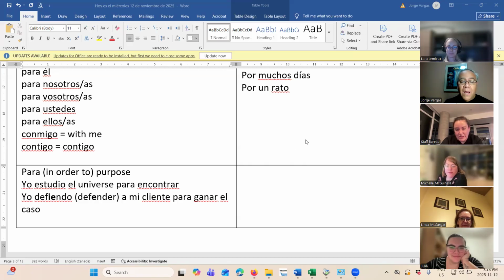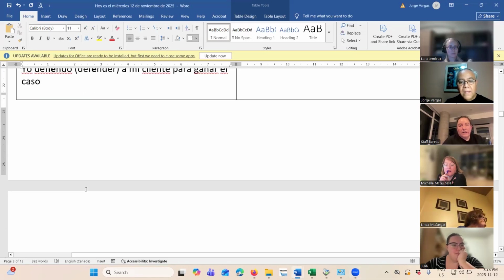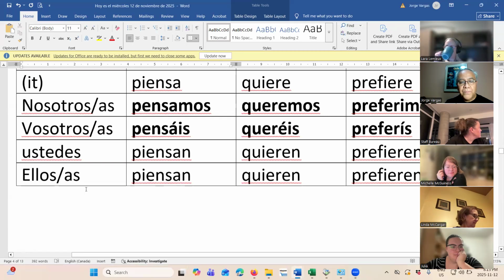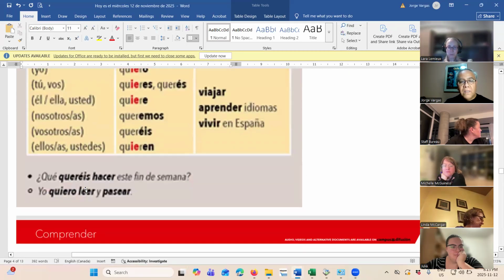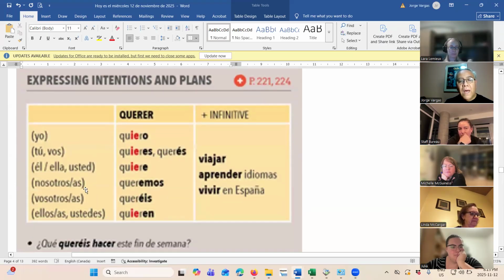Now, let's go back to this. We are using this section here in order to. And here, as part of this lesson, if I go back to this section here, this in order to, so we're going to use querer, okay? And you see these examples. Yo quiero viajar. Yo quiero aprender idiomas. Yo quiero vivir en España.